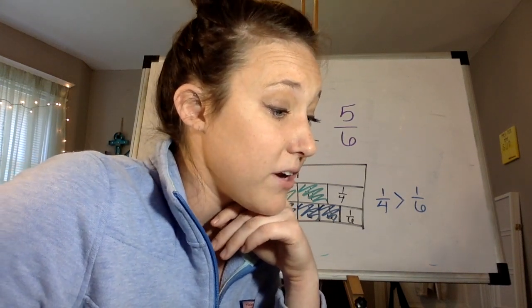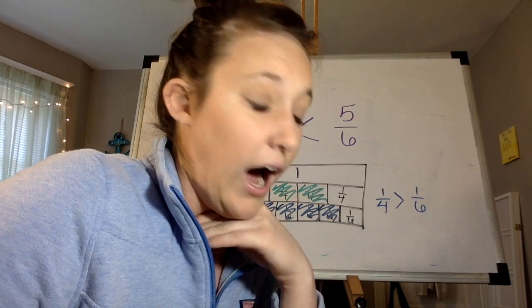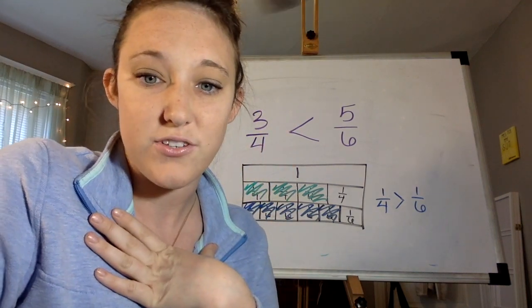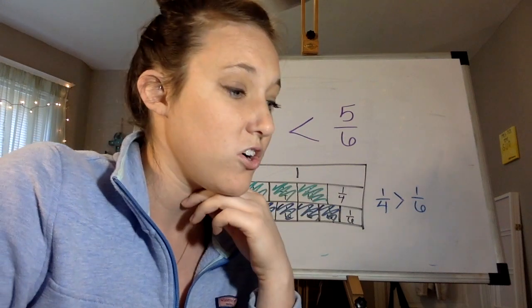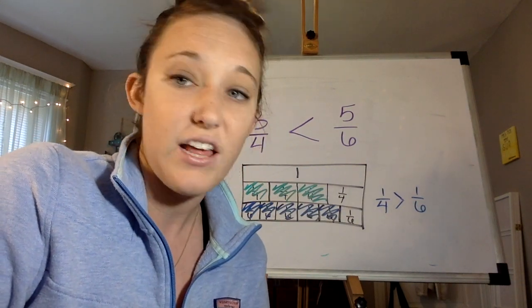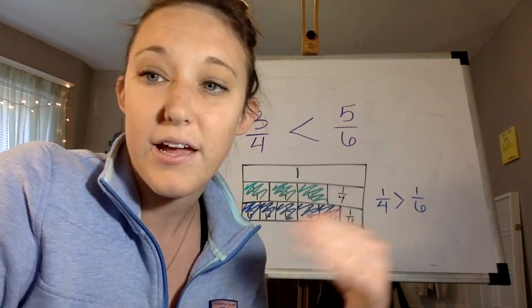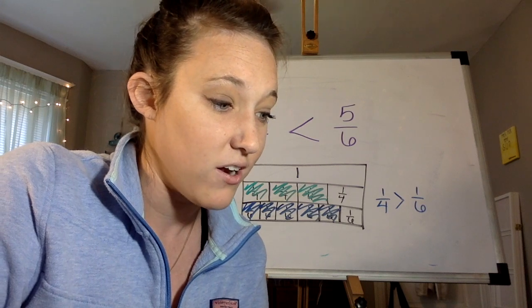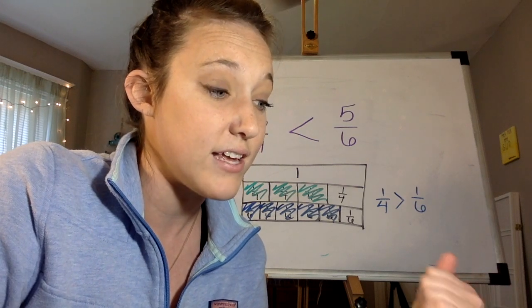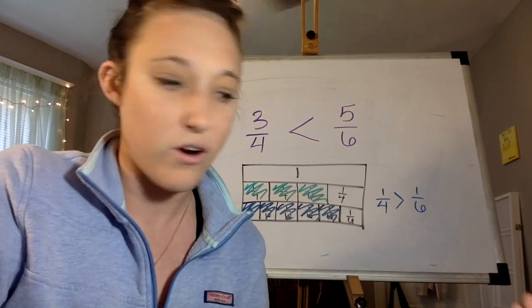So for numbers 14 through 16, I only get sample answers in the book, which means there's more than one correct answer. So 14, pick any fraction that is greater than 5/6. 15, pick any fraction that is less than 2/8. And 16, any fraction that's greater than 3/4.